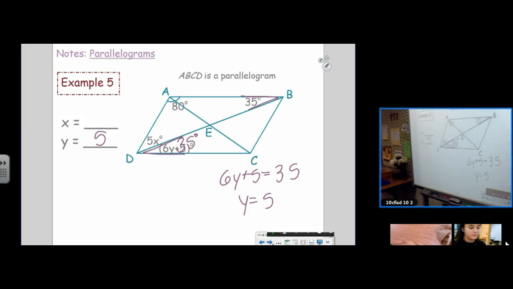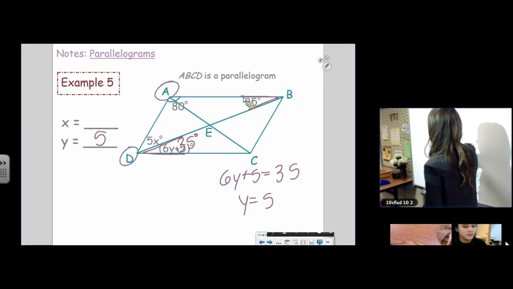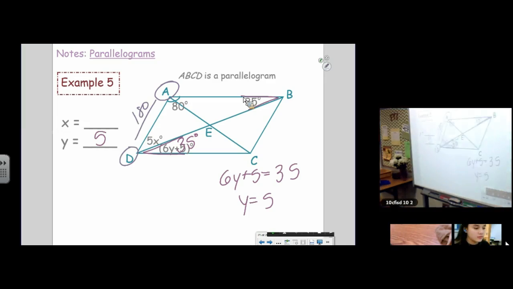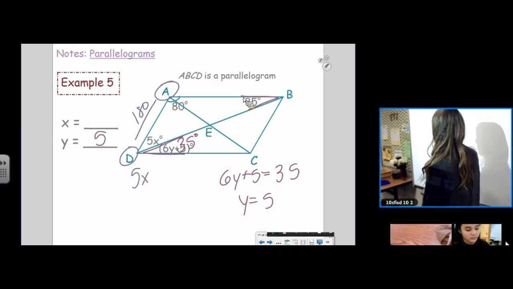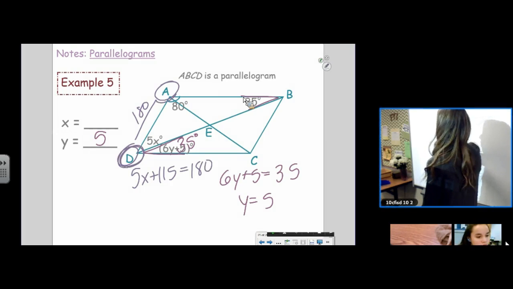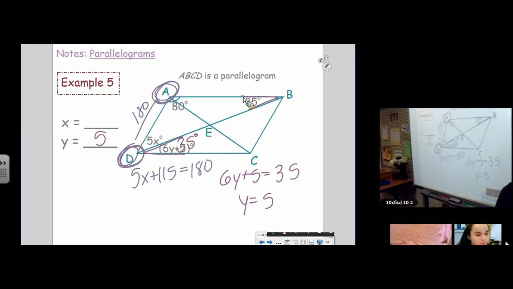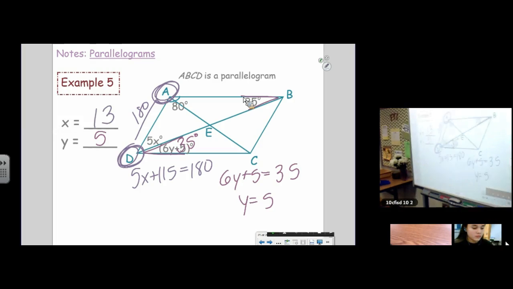Now there's a few things that we could do. I want to use one of my properties though. So I know that this angle and this angle, I know they add up to 180. So I'm going to take my 80 and my 35, 115. So I'm going to say 5x plus 115 equals 180, because this whole angle plus this whole angle equals 180. One way to do it. I'm getting 13. All right, 180 minus 115 divided by 5.